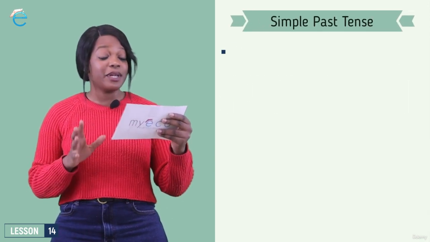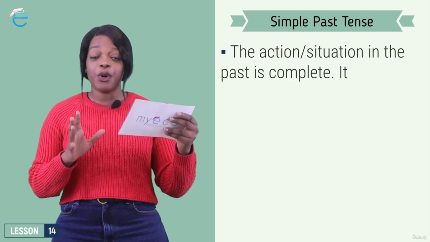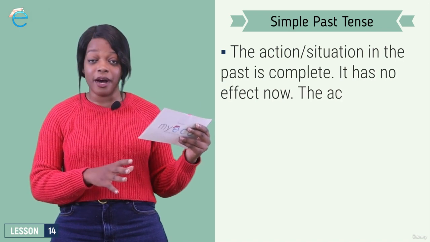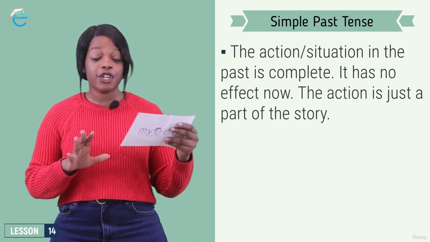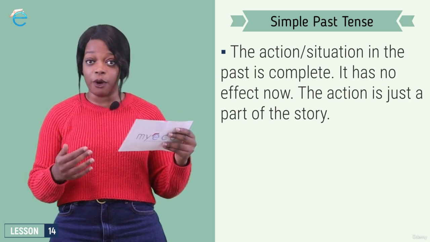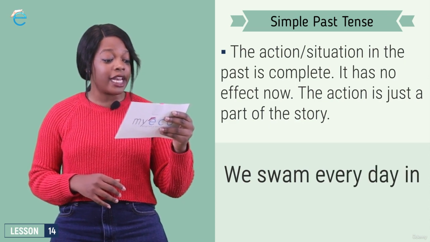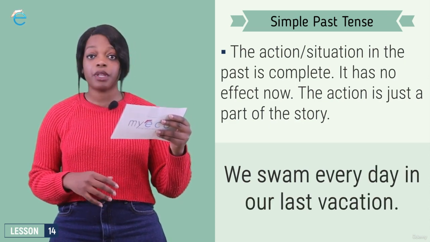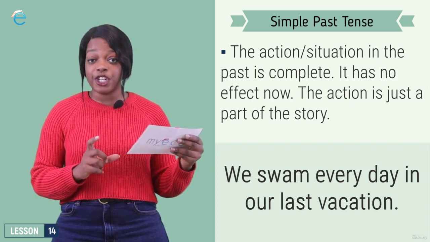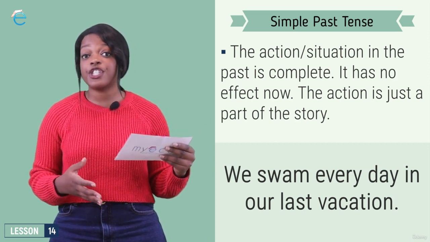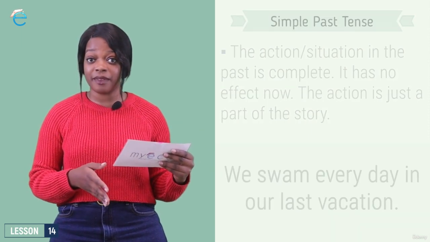Another difference between simple past and present perfect is that the action or the situation in the simple past is complete and finished. It has no effect on the now. For example, we swam every day in our last vacation. The action being explained here is just a part of the story. It has no effect on today.